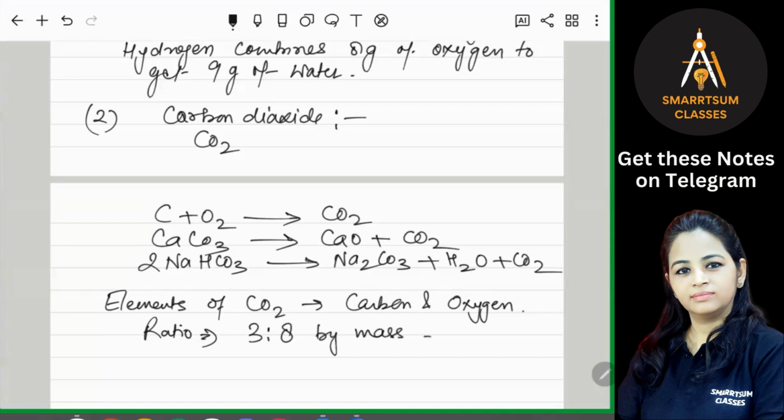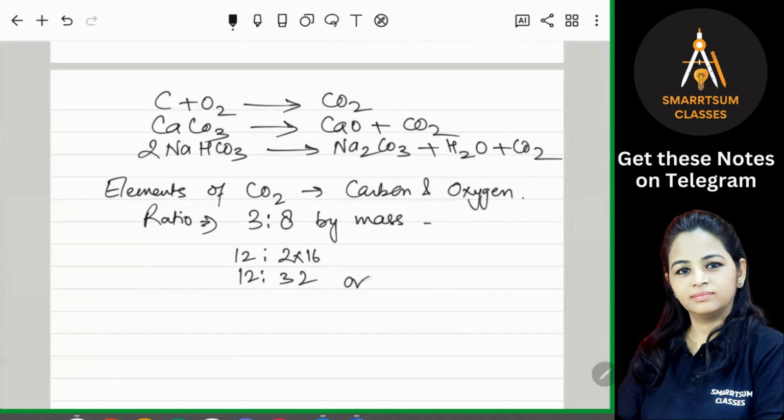Okay, so what is the mass of carbon? 12. And what is the mass of oxygen? Tell me, mass of oxygen. So mass of oxygen is 16, right? Since we have two atoms of oxygen here, the total mass will be 2 into 16. That means what is the proportion in which they are combining? 12 is to 32, right? And you can also write this in the simplest form of the ratio, that is 3:8, right?